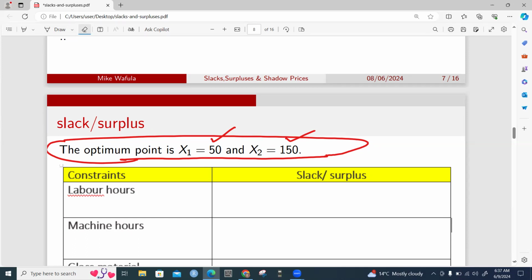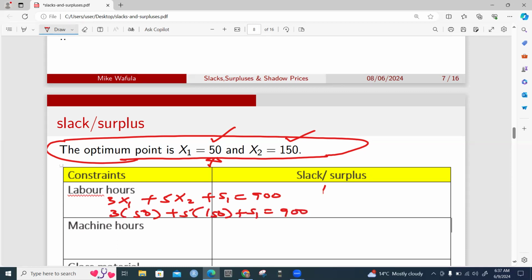When you look at the first constraint on labor hours, if I want to calculate S1, we have said that 3x1 plus 5x2 plus S1 equals 900. Substituting at the optimum point, x1 is 50 and x2 is 150, then plus S1 is equal to 900. If I make S1 the subject, I get S1 as 0.